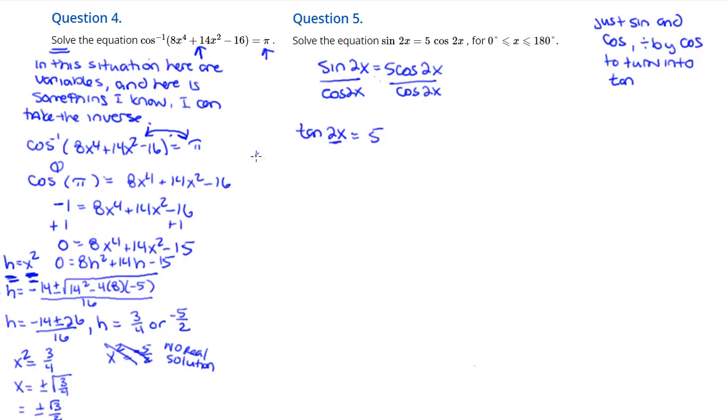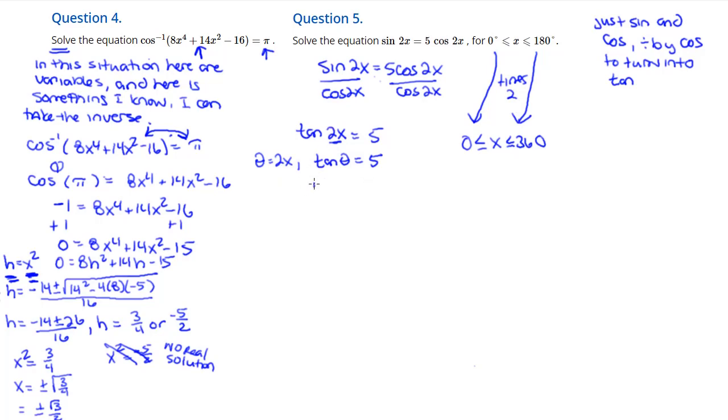Now that's good. Keep in mind, when we have this, we have to take it out, and we'll come back to it later. We also have to expand our range. It's going to be twice as big. So 2 times 0 is 0, and 2 times 180 is 360. Because the angles we find, we're going to have to divide them by 2. So we want them to be twice as big.